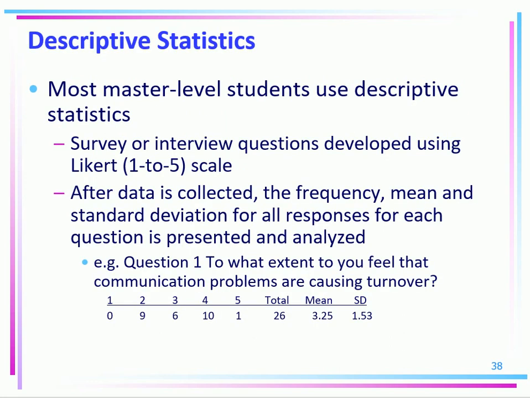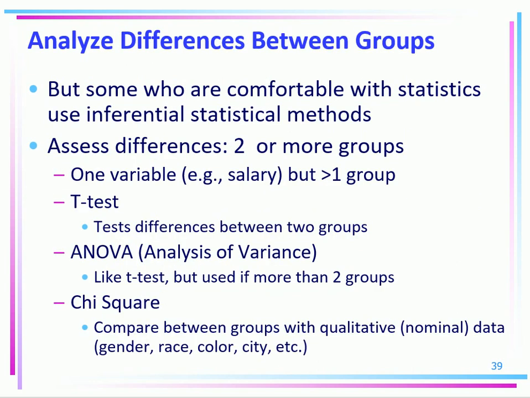Most master's level students are going to use descriptive statistics. You're going to use Likert scale. After the data is collected, you can look at the frequency, the mean, the standard deviation for all the responses. So you can see down here, question 1, to what extent do you feel that communication problems are causing turnover? And I made up some data here, right? Nobody said 1. You had 9, 6, 10, and 1, 26 people. Mean score of 3.25 with a standard deviation of 1.53. So that tells me that the data is fairly clustered in the middle. So kind of like everybody feels fairly common about that, and that matches what the data says in the answers.